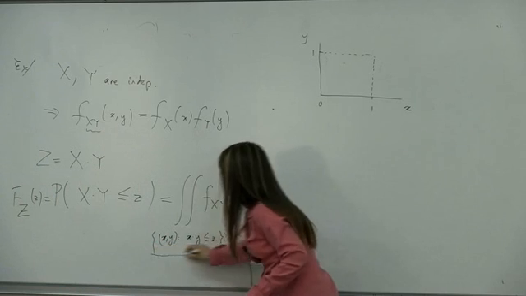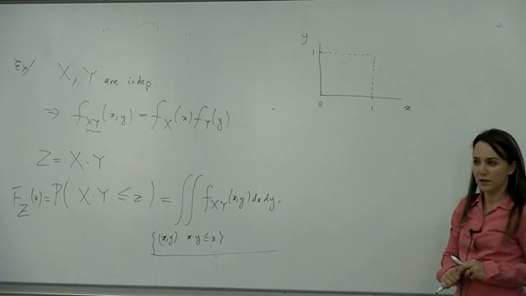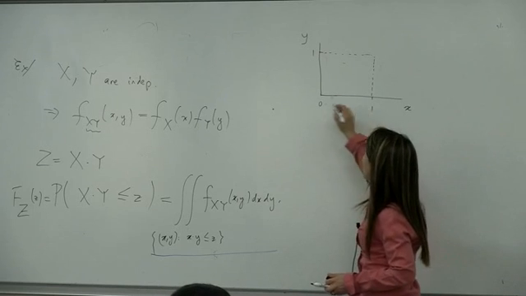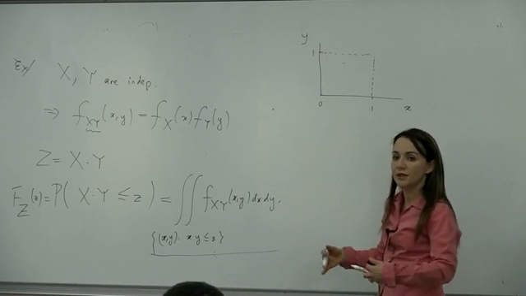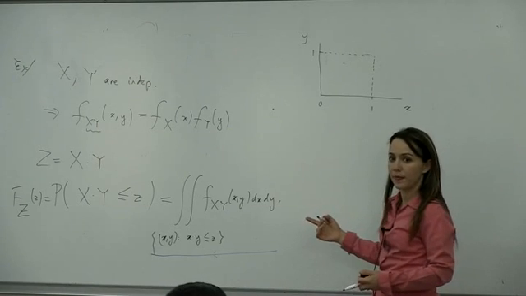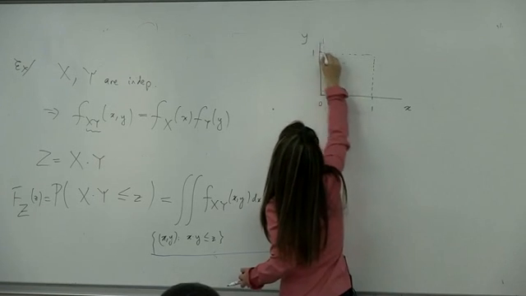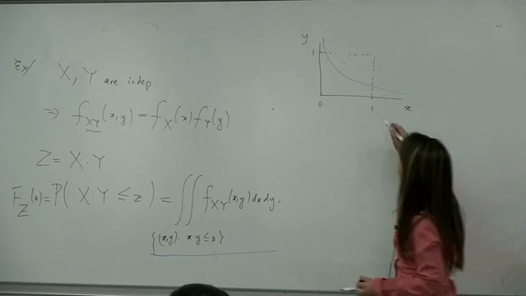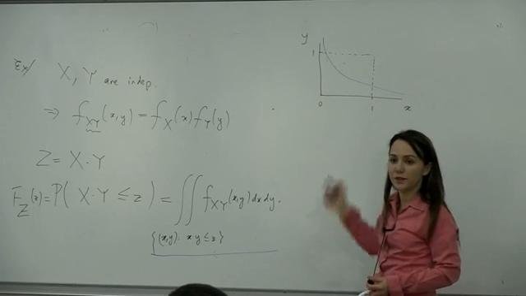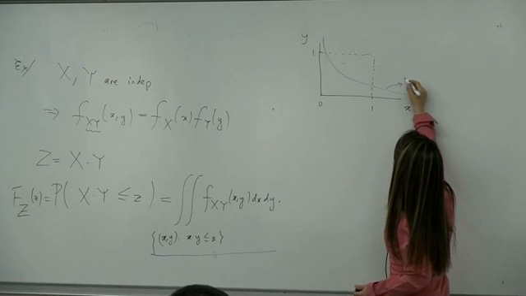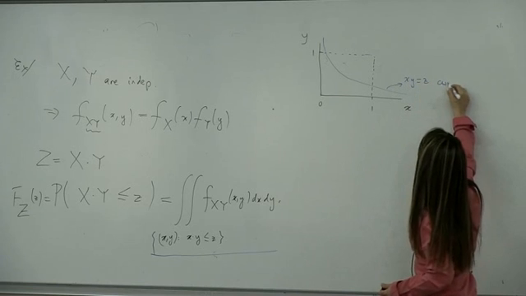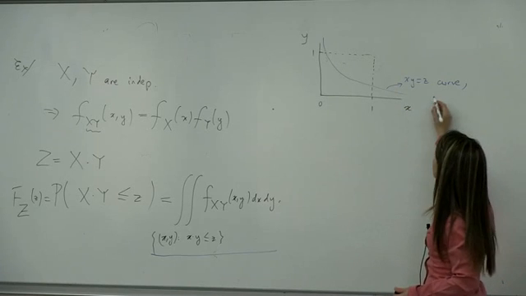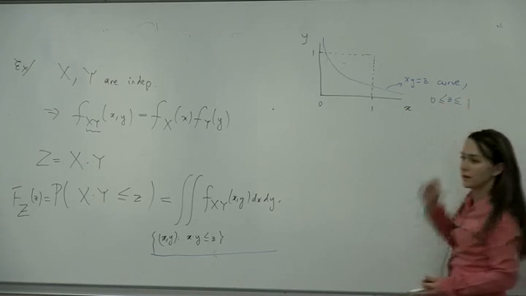Doing this integral means integrating over what region? Integrating over the region where x is between 0 and 1, y is between 0 and 1, and their product is less than or equal to z. xy equals z gives us such a curve, right? And for a particular positive value of z between 0 and 1, this is the xy equals z curve. And it's going to intersect with the square provided z is between 0 and 1, right?